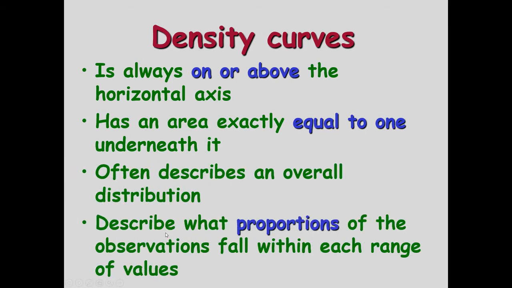What we're going to do is describe the proportions of these observations that fall within different ranges. So we're going to say, like, what's the chance of being between 3 feet tall and 4.7 feet tall? And then we will find the area between those.